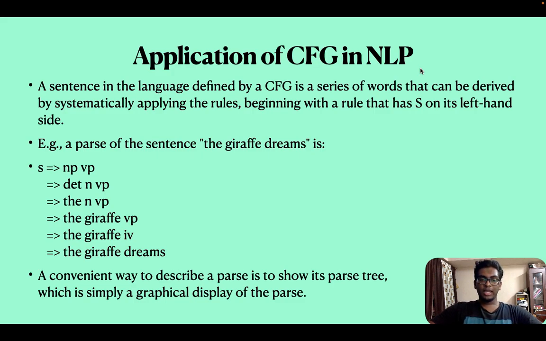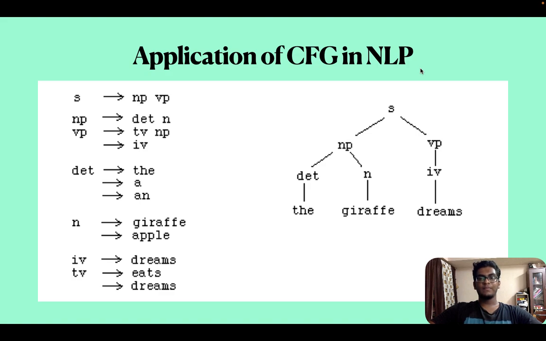A convenient way to describe a parse is to show its parse tree, which is simply a graphical display of the parse. So as we can see, S is divided into two components, NP and VP. NP is further divided into two components, determiner and noun. The determiner is "the," the noun is "giraffe," and the verb phrase, which is an intransitive verb, is "dreams." Thus, we get the sentence, "The giraffe dreams."